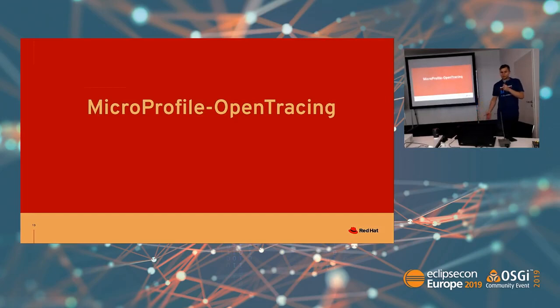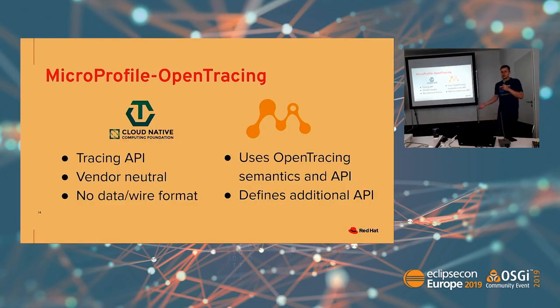So this brings us to MicroProfile OpenTracing. So what is OpenTracing? OpenTracing is a Cloud Native Computing Foundation project. It defines a tracing API and a specification. The API is defined in many languages, is vendor neutral, and it does basically nothing, just a set of interfaces. There is no data or wire format, so if somebody says, I'm receiving OpenTracing data, it's nonsense, because there is no data format. Nor is there a wire format.